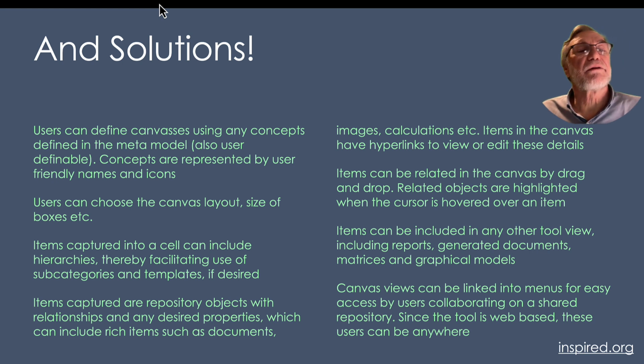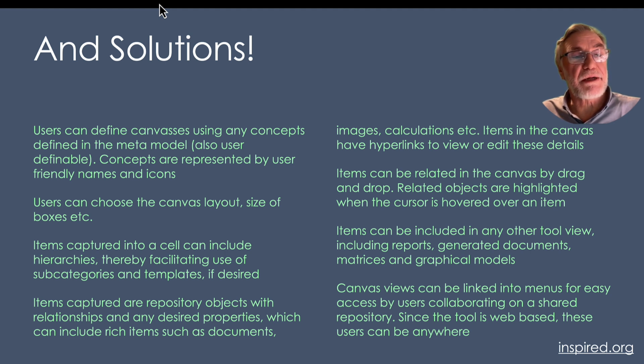However, there are solutions. When we looked at supporting the canvas model in Enterprise Value Architect, we overcame many of these limitations. First of all, users can define canvases using any concepts in the meta model, which in EVA is also user definable. The concepts are represented by user-friendly names and icons, and the users can choose the layout, the size of the boxes, etc.